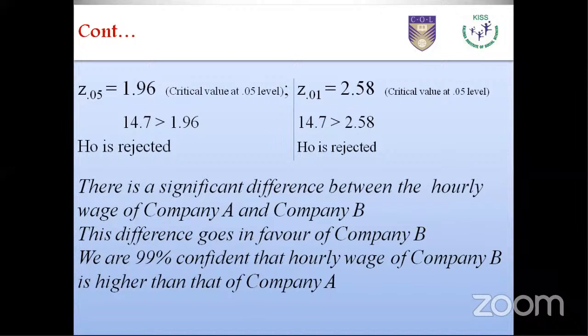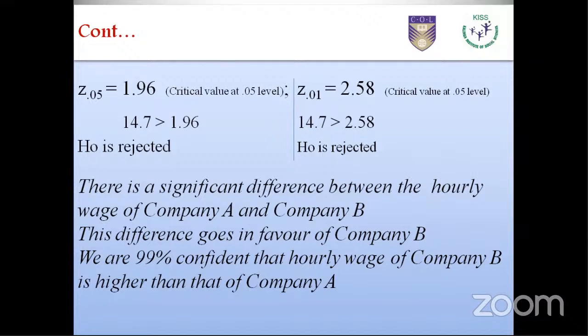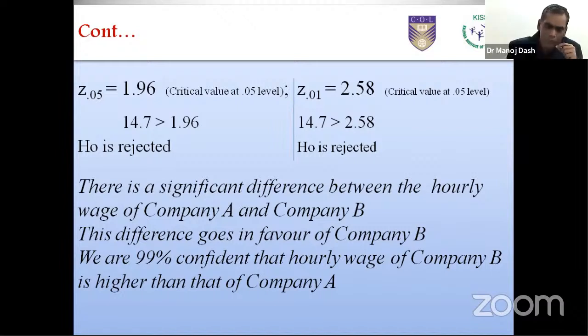So I have another question, sir. In the calculated value, we got 14.7. For example, if this value is 4 point something, then will it be a significant difference or not? Yes, absolutely significant. Even if it is 4.7, just hypothetically, 4.7 is greater than the critical value. Even if we get 2.0 something, this is also greater than 1.96. So in that case, it will be a significant difference. Yes, absolutely significant.